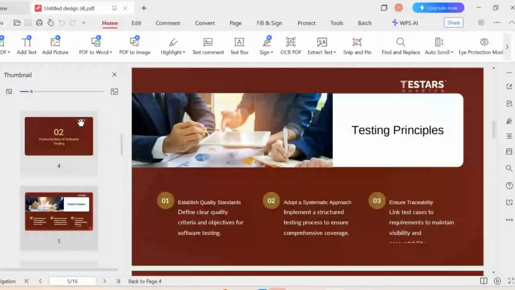Yeah, we have testing principles. These are the guidelines that will help ensure that your software is thoroughly tested and it meets the quality standard. One, you need to establish quality standards. You need to define clear quality criteria and objectives for your software.